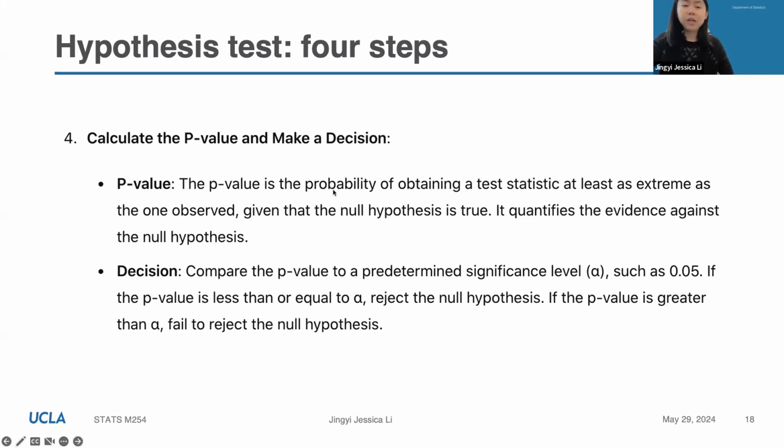The p-value is the probability of obtaining a test statistic at least as extreme as the one observed, given that the null hypothesis is true. It quantifies the evidence against the null hypothesis. So it seems still quite abstract the way it's said, right? So p-value, in short, is just a conversion of your observed test statistic value.